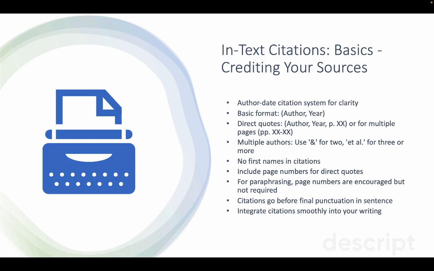When you have multiple authors, use and for 2, and et al., which means and company, for 3 or more. That's a change from the 6th edition. Whenever there's 3 or more authors, you're going to use et al. So no first names in the citations. It includes page numbers for direct quotes. For paraphrasing, page numbers are encouraged but not required. Citations go before final punctuation in a sentence, and integrate citations smoothly into your writing.